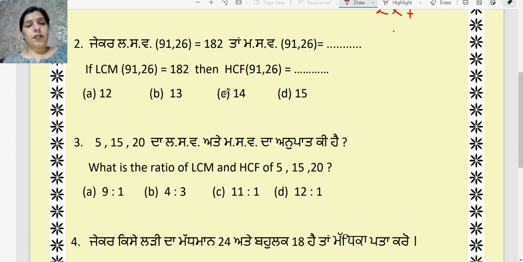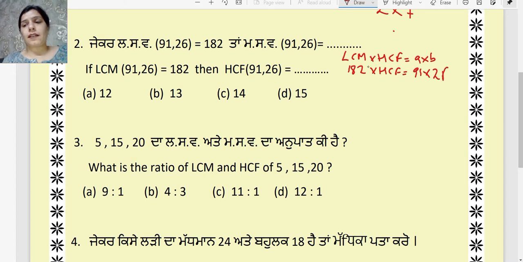Moving on to question number 2, which is again a repeated question. It has been repeated many times that the LCM of 91 and 26 is 182. You have to find the HCF. So I will apply the formula that LCM multiplied by HCF is equal to product of the numbers, that is A multiplied by B. LCM is given to me as 182. HCF I have to find, and the two numbers are 91 and 26.